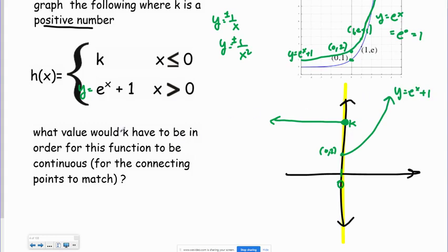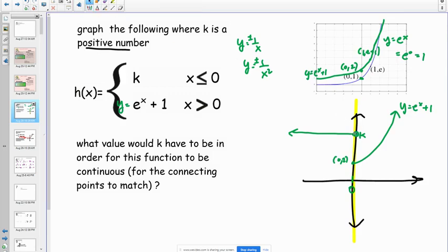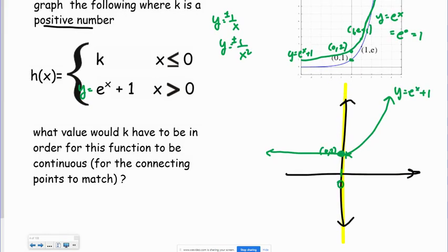Now the question is, what would the value of k have to be for this function to be continuous, which means this line is going to connect with this line? Some of you might see it very easily, but what it means is that this thing right here must come down and be right here for this to connect. So to make this continuous, what does the value of k have to be? k must be equal to 2, because this point here was at 0, 2.